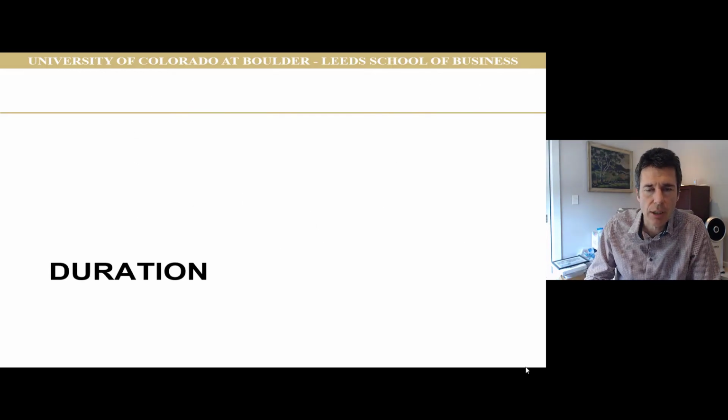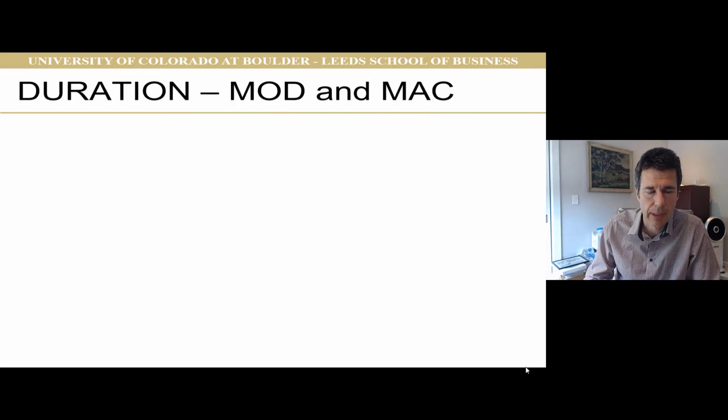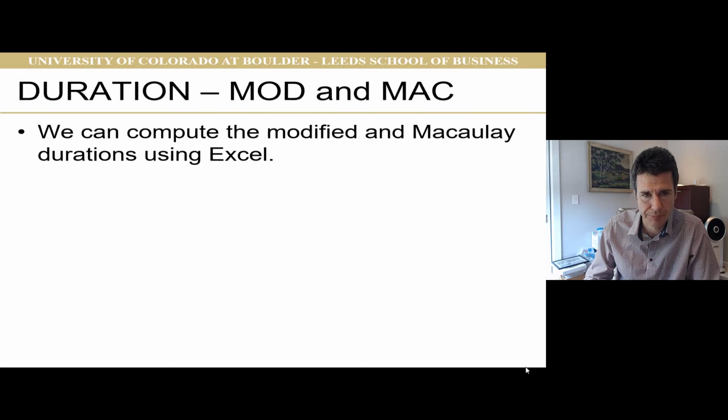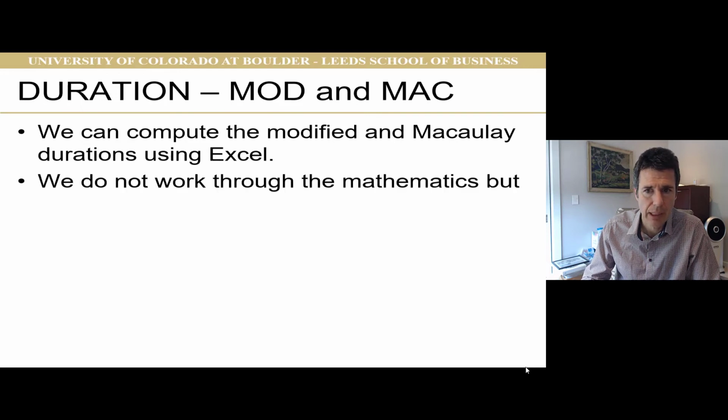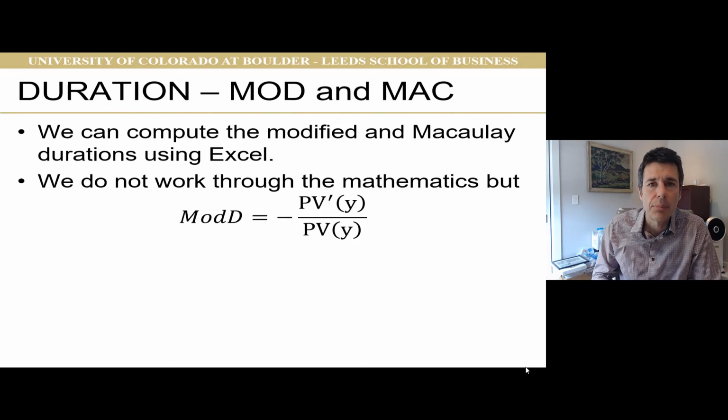Finally, we're going to talk about duration. There are two kinds of duration, modified duration and Macaulay duration. And we can compute these using Excel. Now, we're not going to work through the mathematics here, but we know the modified duration is the opposite of the relative rate of change of the present value.